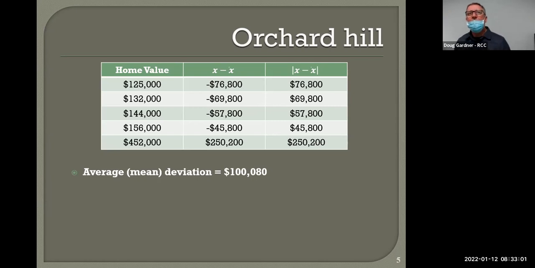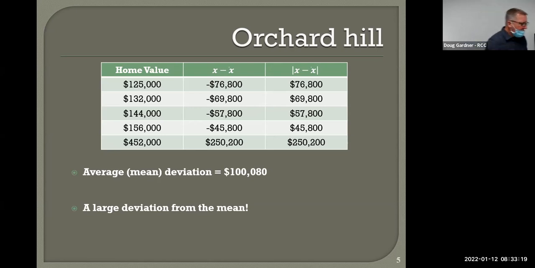And that's the idea. From the original list, we saw that we had low numbers and really high numbers. And so there was a pretty big range there, scattered all over the place. And so what we found here is the average deviation. It's a large deviation from the mean. So for Orchard Hill, we had a mean of approximately 200,000 and a standard deviation of approximately 100,000.